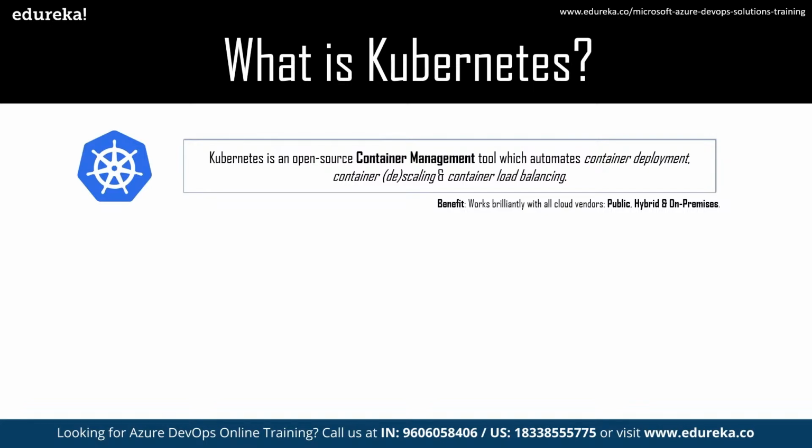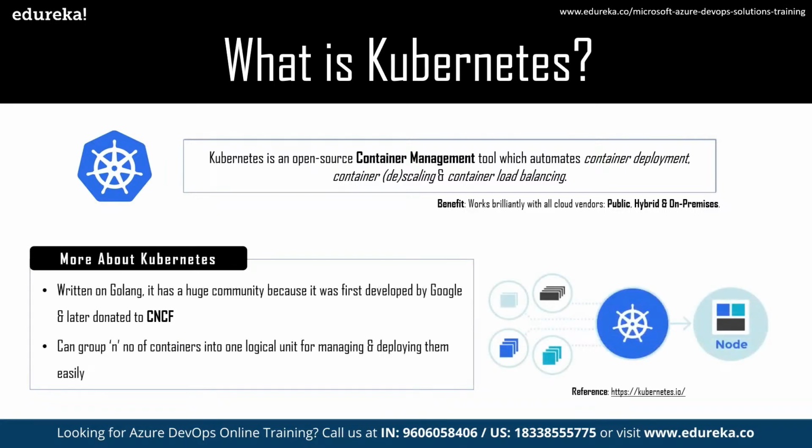So all the activities that we discussed, be it managing multiple servers, ensuring that all the containers are working together, that they're able to communicate with each other, basically all the container management and orchestration happens using Kubernetes. What is one of the benefits it offers? It works brilliantly with all cloud vendors, be it public, hybrid, or on-premise. And one of those popular cloud platforms, as I've mentioned, is Microsoft Azure, which we'll be discussing as we move further. So what do you need to know more about Kubernetes?